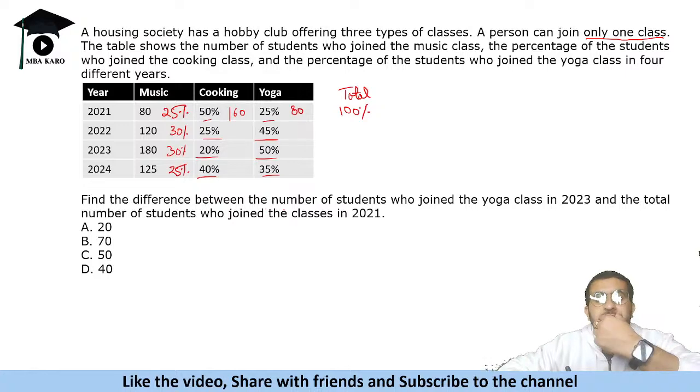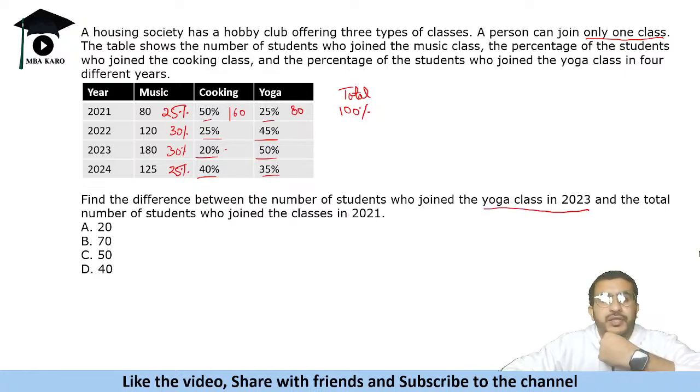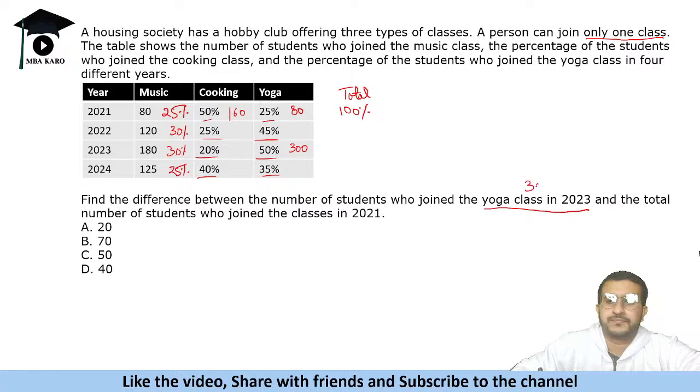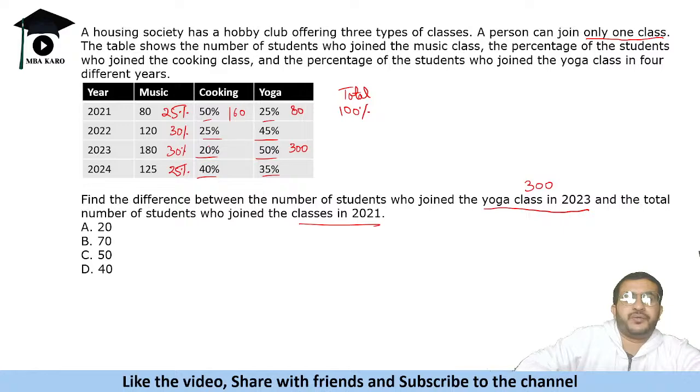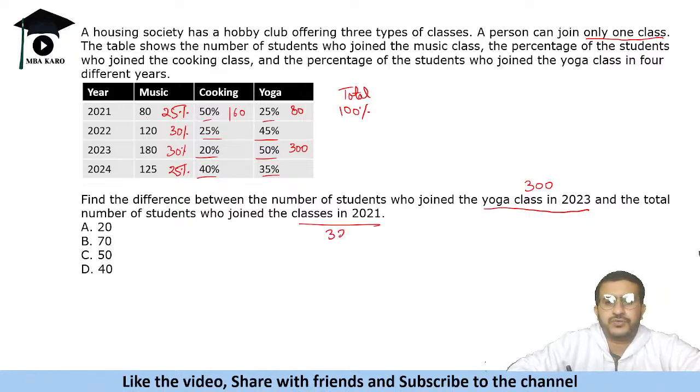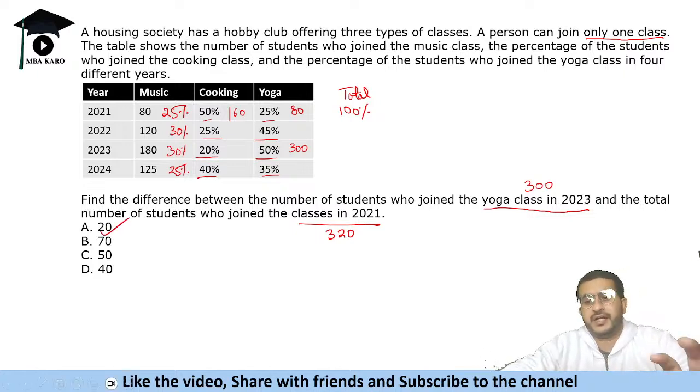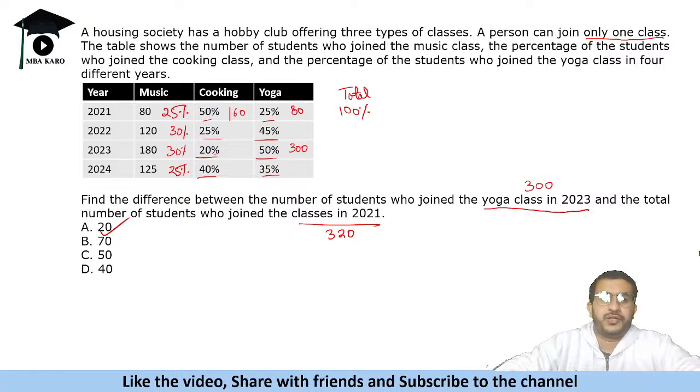It says find the difference between the number of students who joined the yoga class in 2023. Okay, yoga in 2023 is 30%, this is 300. And the total number of students who joined the classes in 2021. Okay, 2021, 25% is 80. So total students will be 320. The difference is 20. Okay, art value you can calculate also, not a big deal.